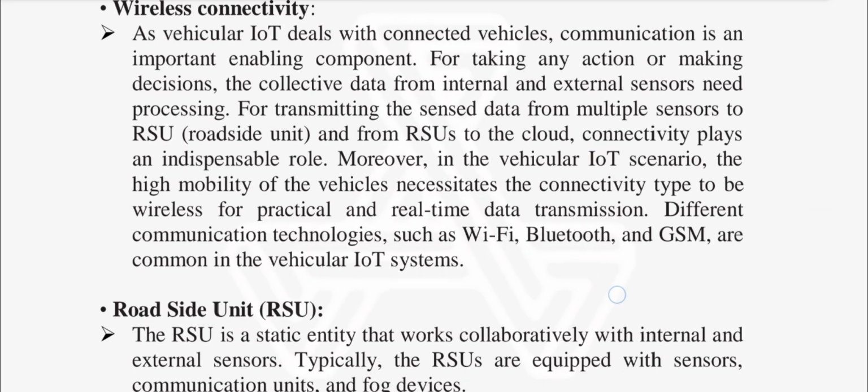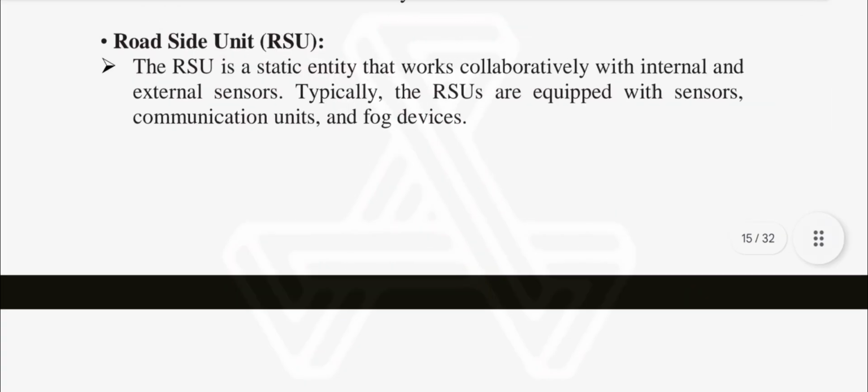Different communication technologies such as Wi-Fi, Bluetooth, and GSM are common in vehicular IoT systems. Roadside unit, RSU: an RSU is a static entity that works collaboratively with internal and external sensors. Typically, the RSUs are equipped with sensors, communication units, and fog devices.